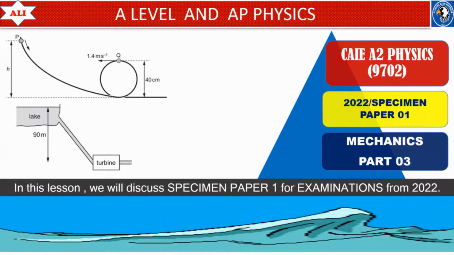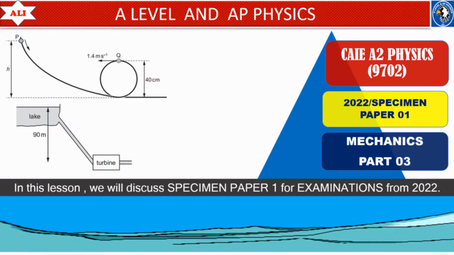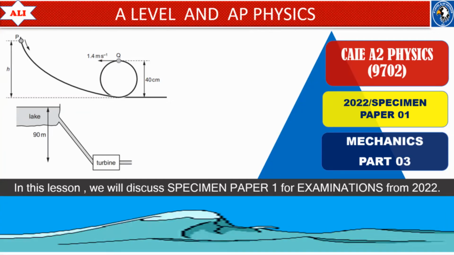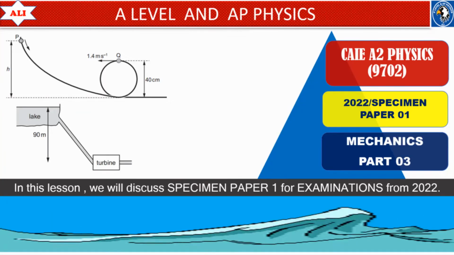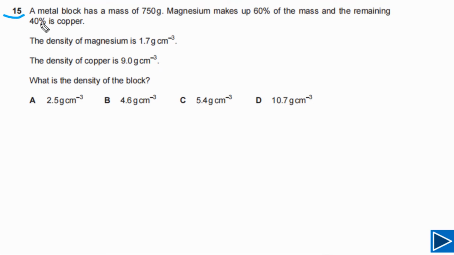In today's lesson, we will discuss some very important past paper questions on mechanics from Specimen Paper 1 for 2022. For question number 15, it is given to us a metal block has a mass of 750 grams. Magnesium makes up 60% of the mass and the remaining 40% is copper.